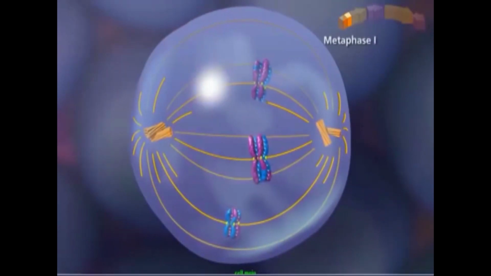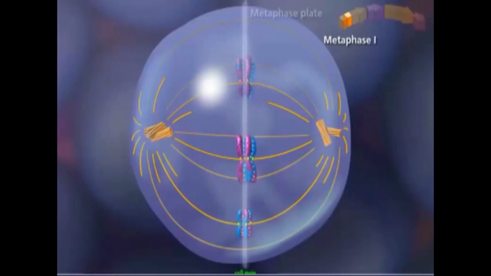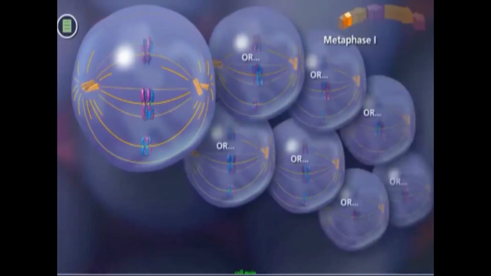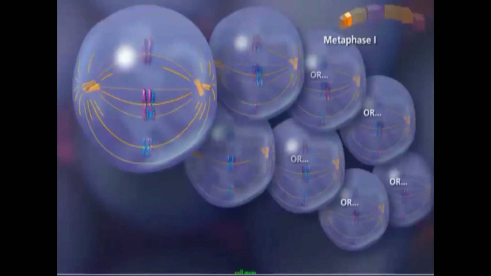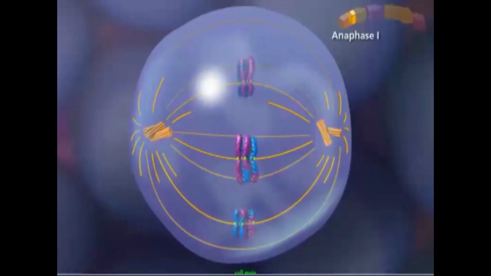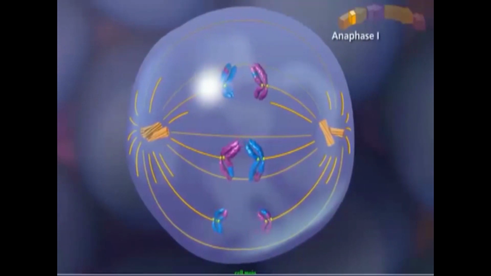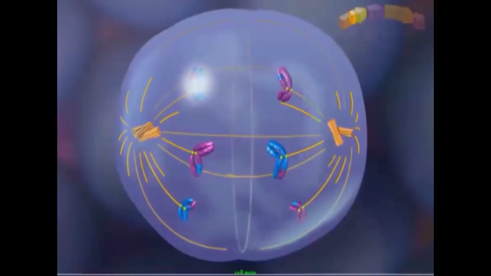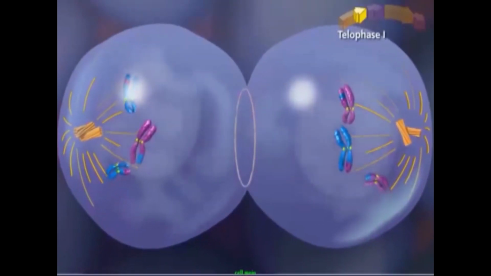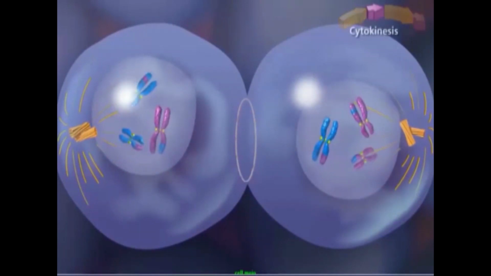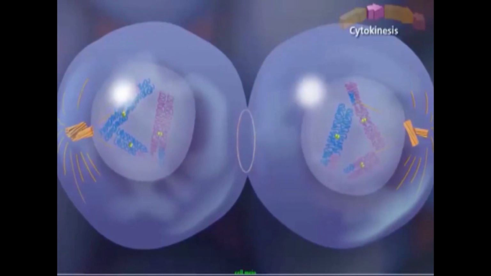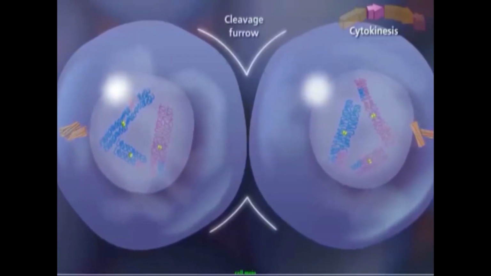During metaphase 1, bivalents randomly align along the metaphase plate. Due to independent assortment, this alignment is random and adds to genetic diversity. In anaphase 1, the homologous chromosomes separate and move toward opposite poles. Meiosis 1 ends with telophase 1, when the chromosomes decondense and the nuclear envelope reforms. Cytokinesis separates the cytoplasmic material, and the two daughter cells are separated by a cleavage furrow.